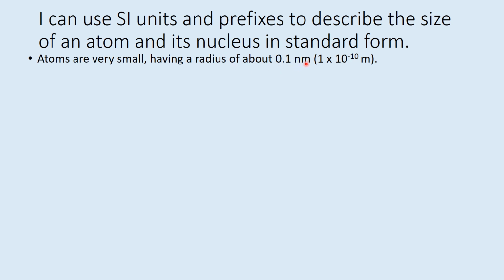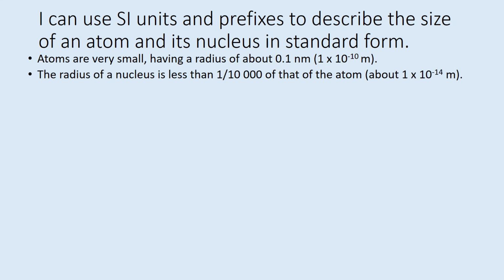Now an nm is a nanometer, and what a nanometer is 1 times 10 to the minus 9 meters. So therefore it's 0.1 nanometers, it is 1 times 10 to the minus 10 meters. And I hope you appreciate that is, well, we'll look at that in a second. So here comes some examples.